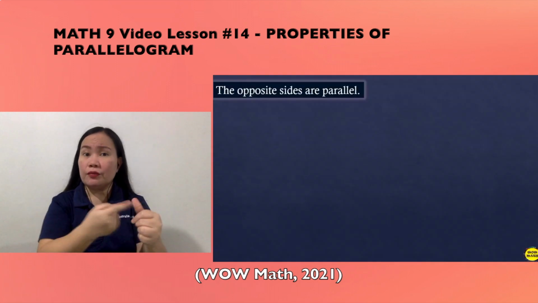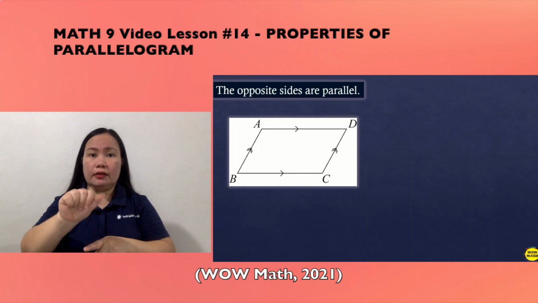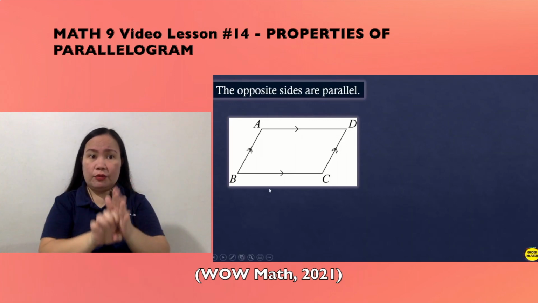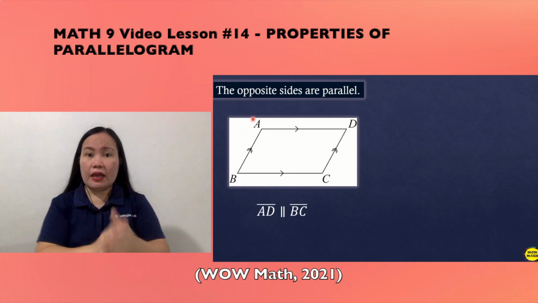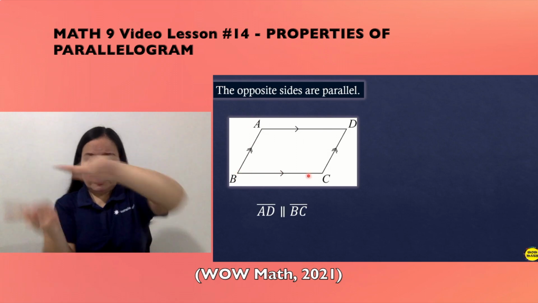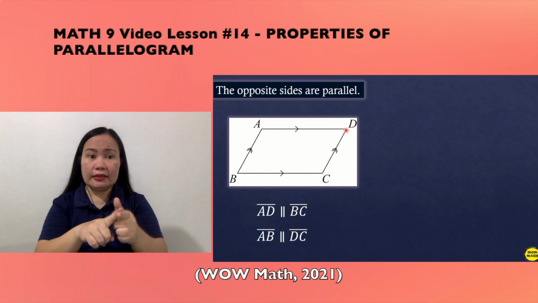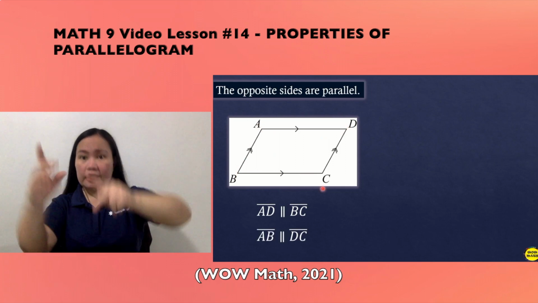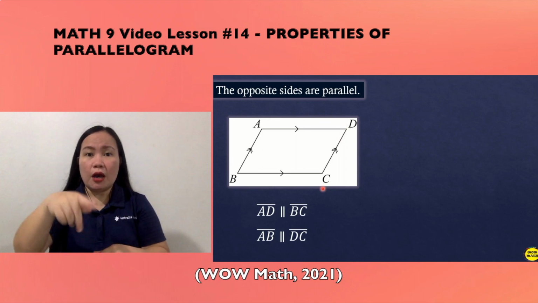First, the opposite sides are parallel. So halimbawa meron tayong quadrilateral ABCD. So, masasabi natin na si AD, so yung side AD ay parallel kay side BC. And then yung side AB natin ay parallel din kay side DC. Yun yung unang property ng parallelogram natin.